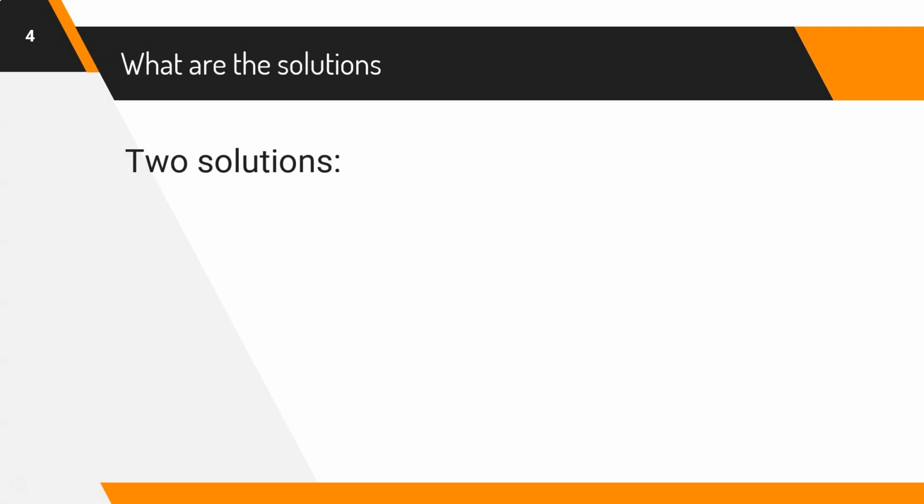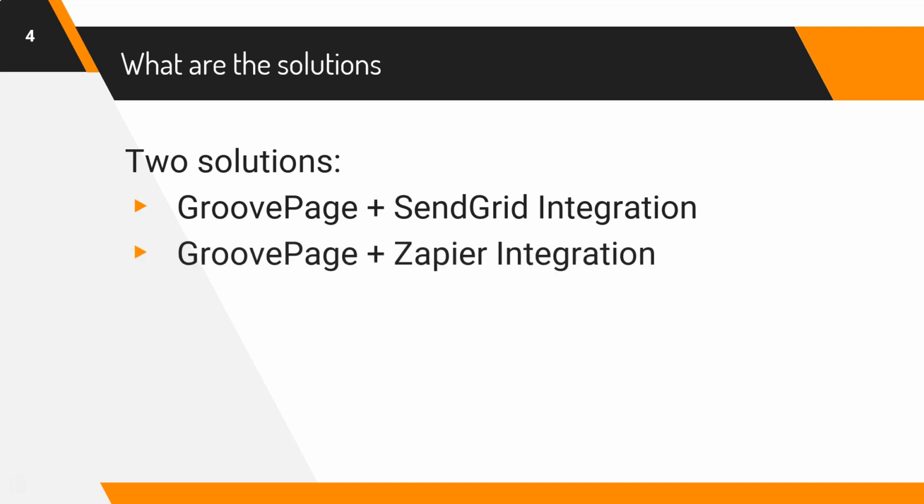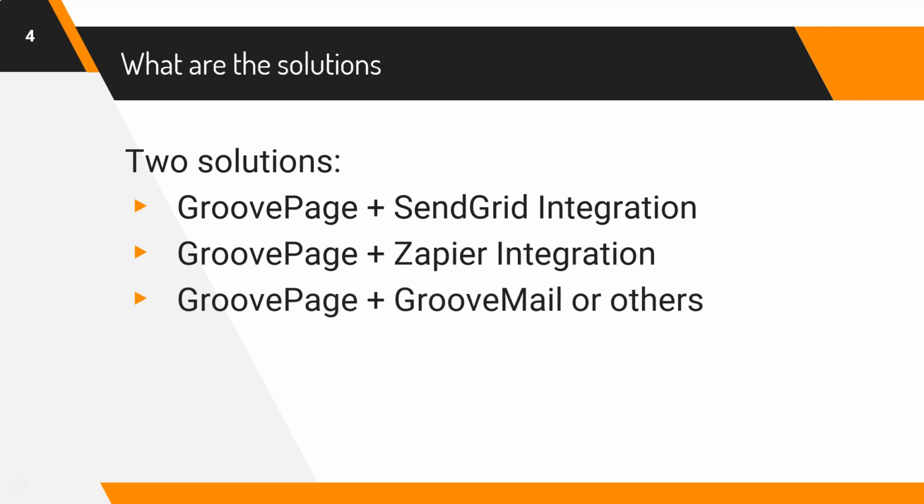So today we will have two solutions. The first solution is to have GroovePages with a SendGrid integration. SendGrid is a solution which also has a free account where you can send email to yourself, for example, with the content of your form. We also have GroovePages with a Zapier integration. This is the one that is most talked about on the web. We also saw on the web GroovePages with GrooveMail or another autoresponder.